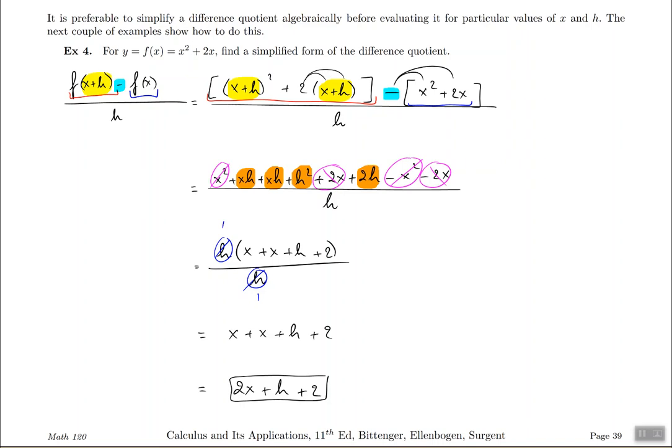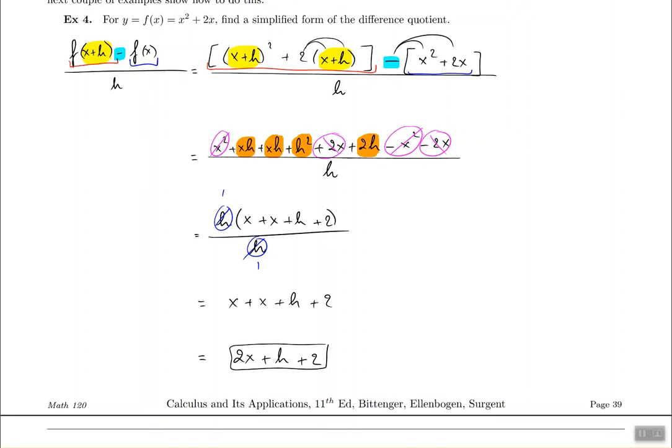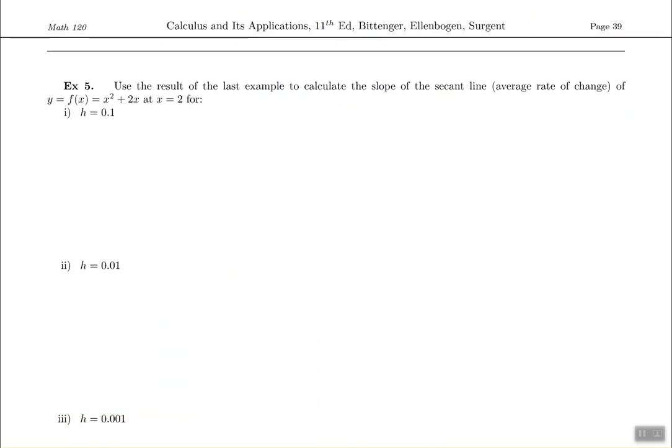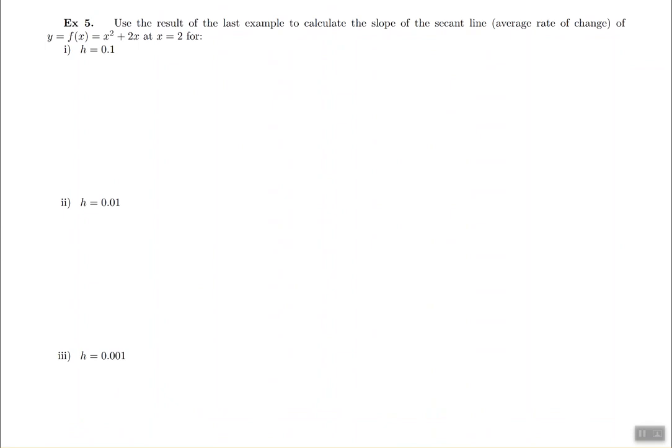So in the last video in example number 4, we spent a little bit of time simplifying the difference quotient, and we ended up with 2x plus h plus 2 as the difference quotient. So at this point, what we're going to do is use that result and evaluate the answers in example number 5. It says, use the result of the last example to calculate the slope of the secant line, meaning the average rate of change, for the same function f of x equal to x squared plus 2x at x equal to 2 for h equal to 0.1.